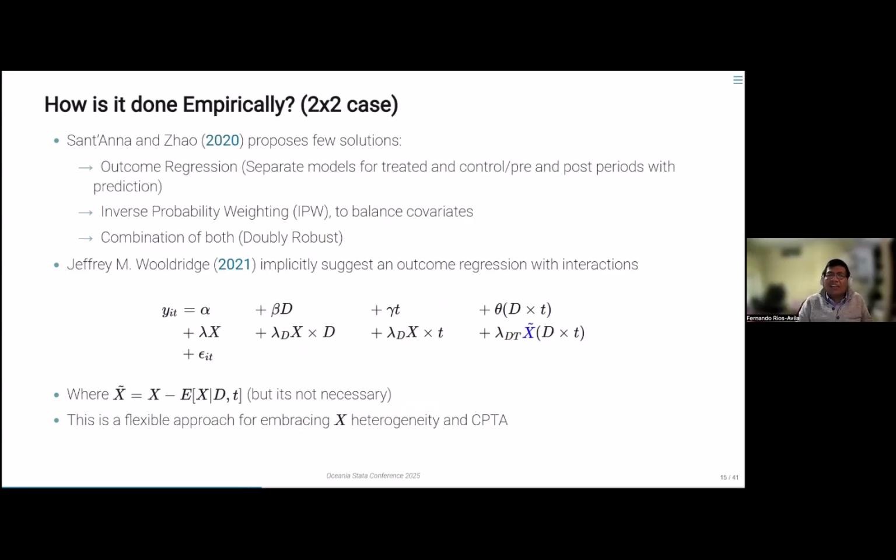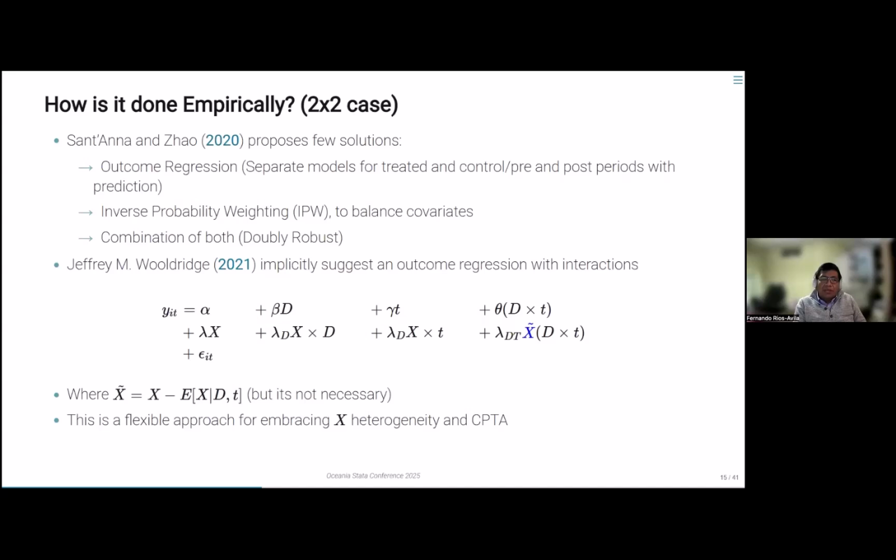Now, how exactly do you do this empirically? First, I'm going to talk about how you would do it for the 2x2 case. And there are at least a few solutions, some of these proposed by Sant'Anna and Zhao in 2020, which are to do an outcome regression approach. So separate all your treatment, control, pre and post periods, make your models on each one of them, and then use the predictions of those models to do your difference in differences.